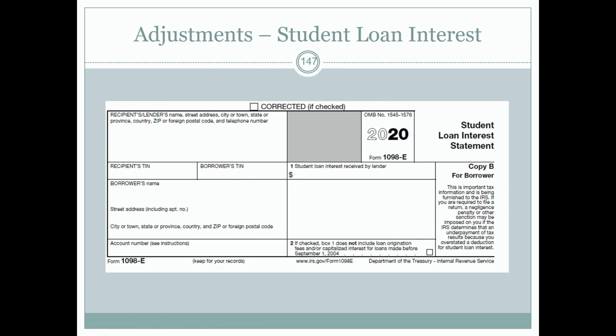This slide shows the source document for the student loan interest, which is a 1098-E. And of course, it would include the lender's name, the recipient's social security number, the borrower's name and address, and it also would include in box 1, student loan interest received by the lender. Okay, and the student loan interest would be found on Schedule 1, line 20.